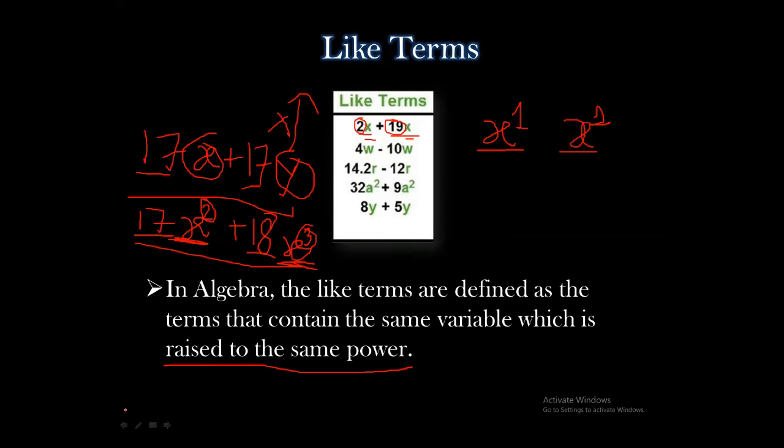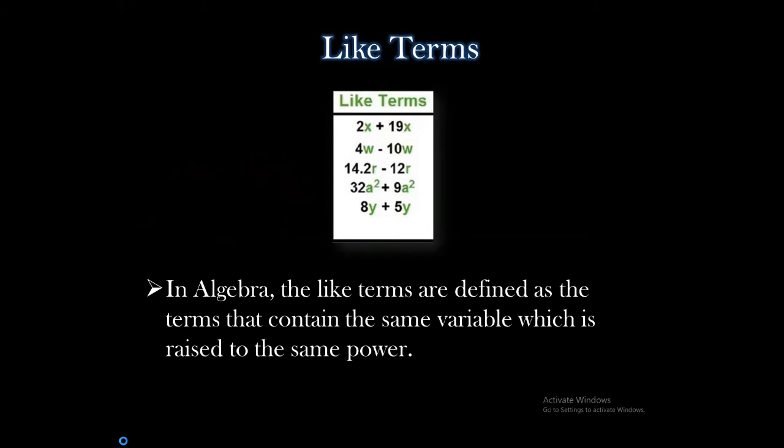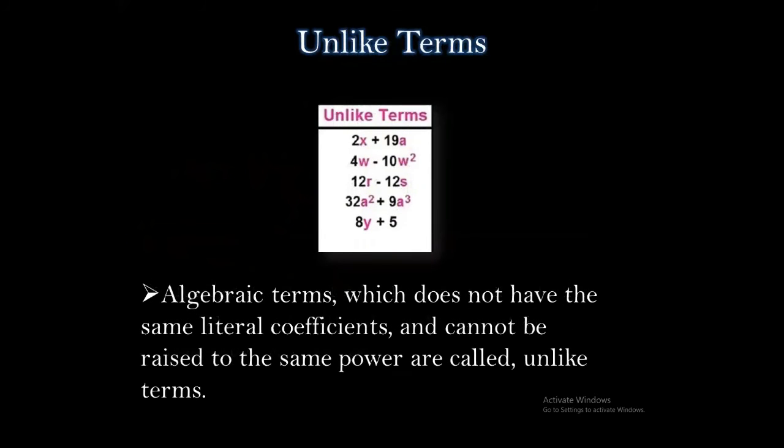So you may be thinking, what are unlike terms? Let me just show you. Unlike terms are algebraic terms which do not have the same literal coefficient and are not raised to the same power. So you can see these are examples of unlike terms. Those examples which I showed you were unlike terms.